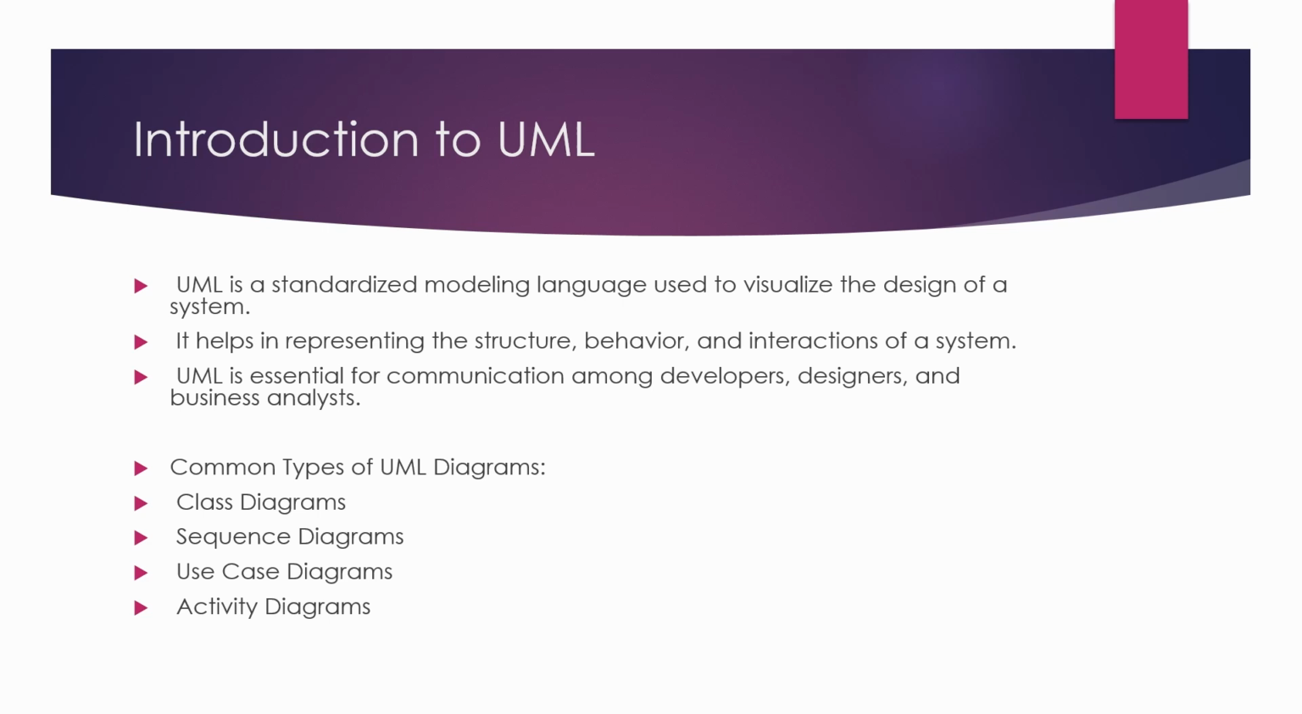UML, or Unified Modeling Language, is a standardized way to visually represent the design of a system. It helps developers, designers, and business analysts communicate more effectively by providing a common visual language. UML covers several types of diagrams including class diagrams, sequence diagrams, use case diagrams, and activity diagrams, each serving a unique purpose in system modeling.